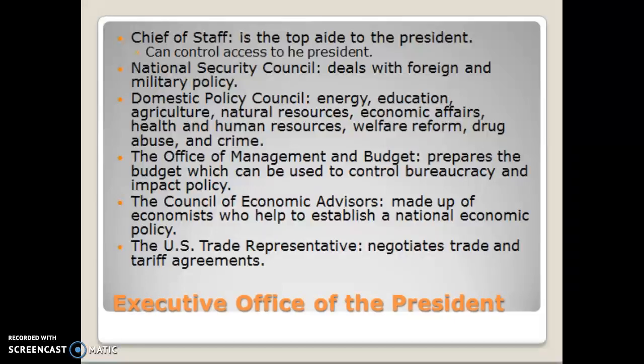These councils below are good to know. They're mandated from Congress. I'm not going to talk about them a ton right now because all we're looking at is sort of what they deal with. They're also in your textbook. Trade representative, that'll be a big one, especially with Trump and the way he's talked about negotiating trade deals. It'll be interesting to see who gets chosen and how well they do with that.